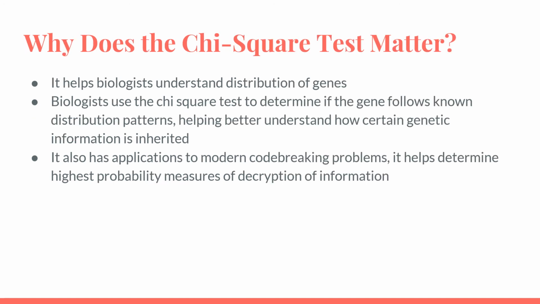You may be wondering, why does the chi-square test matter? And that is a reasonable question. Well, the first reason is that it helps biologists understand distribution of genes. They use the chi-square test to determine if the gene follows known distribution patterns, helping better understand genetic information as inherited, distribution of genes on chromosomes, and understanding Mendelian connections. It also can be applied to modern code-breaking problems, helping determine the highest probability measures of decryption of information.